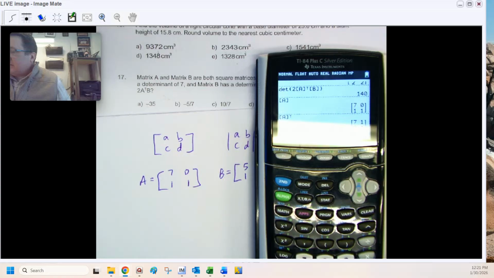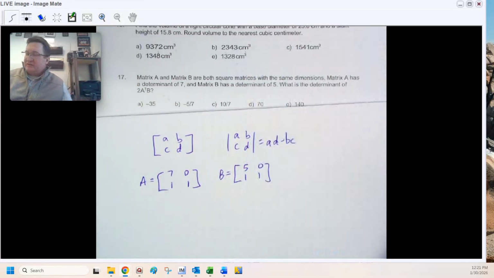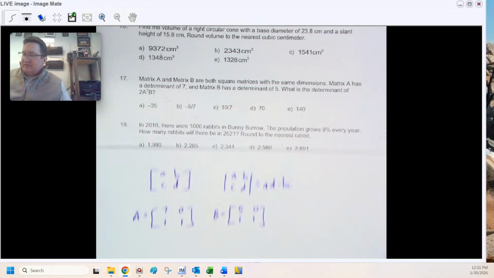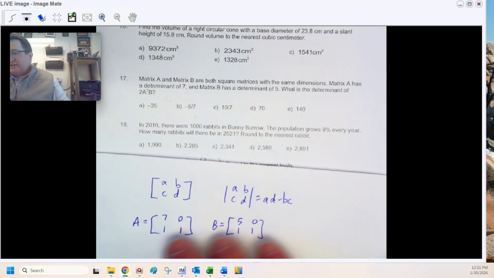And so you can see it didn't do much. What it does is it flips some numbers around. It'd be easier on a different example, but that's not really the point of this exercise. Let's go to question 18.